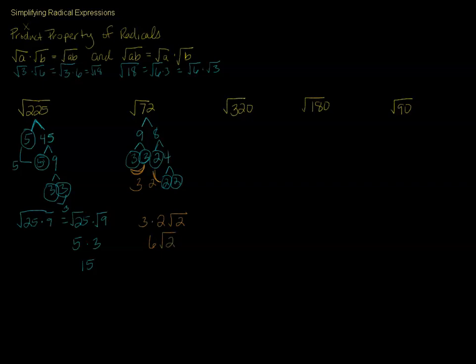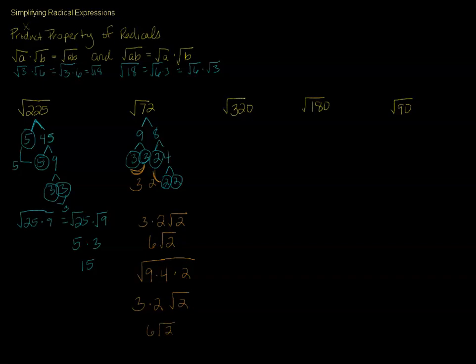And again, we can look at it this way. 3 squared is 9, so that's 9. 2 squared is 4. And then we have this extra 2. 9 is a perfect square, which is 3. 4 is a perfect square, which is 2. And then we have this extra 2 on the inside.